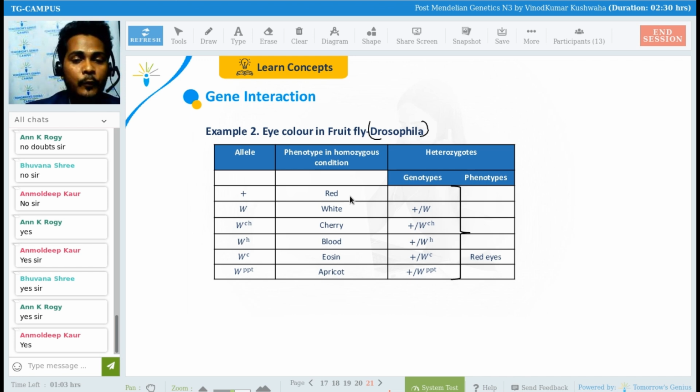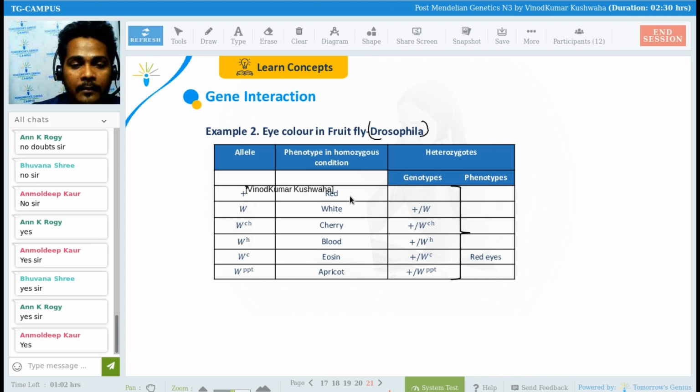Actually we can call it a fruit fly, and eye color is controlled by 15 multiple alleles. Means eye color is going to be controlled by the 15 multiple alleles, and the normal wild type eye color is red, represented by the allele W plus. That means normal is red and wild is W plus. So there is an allele w for white.